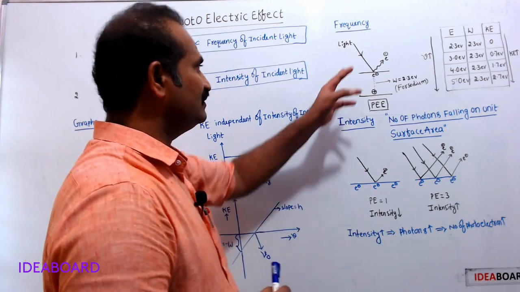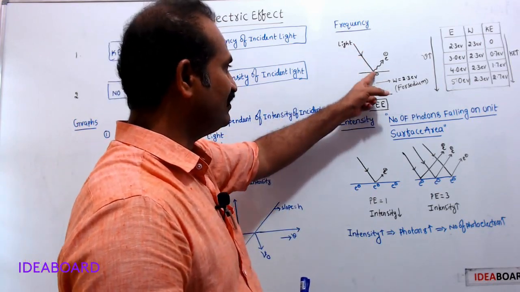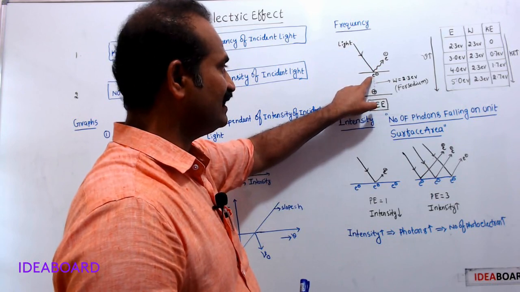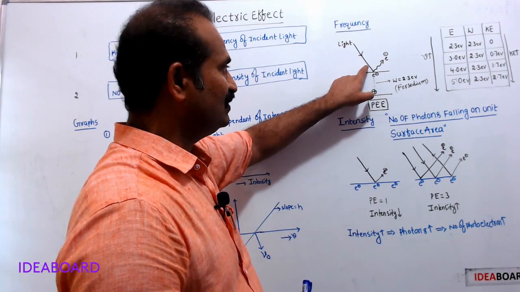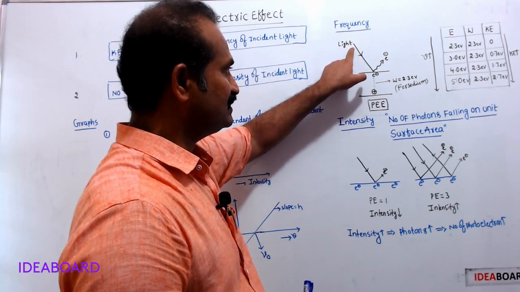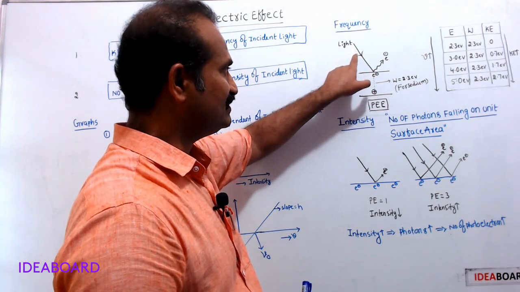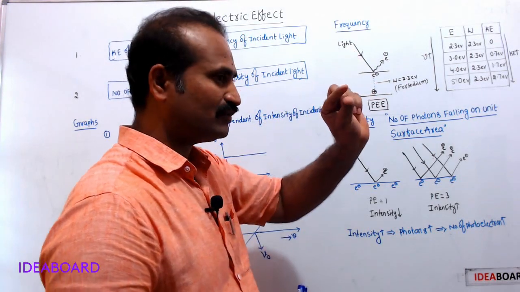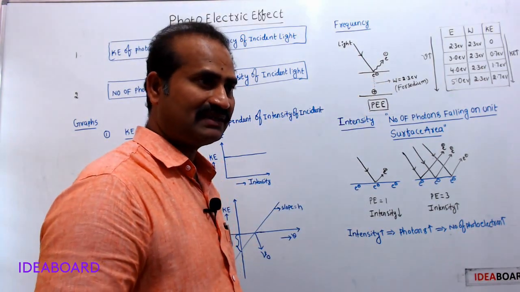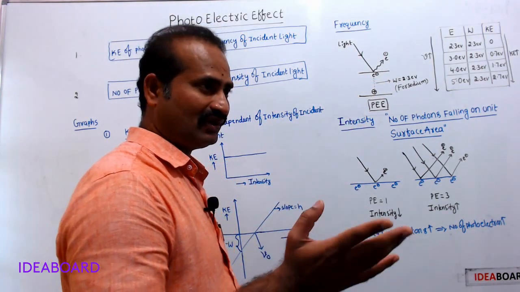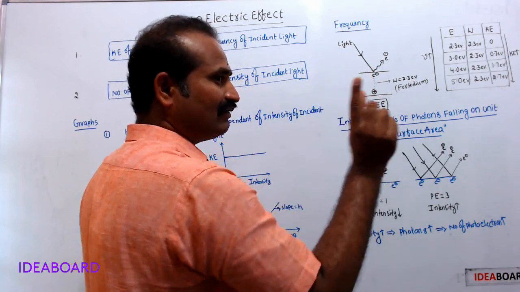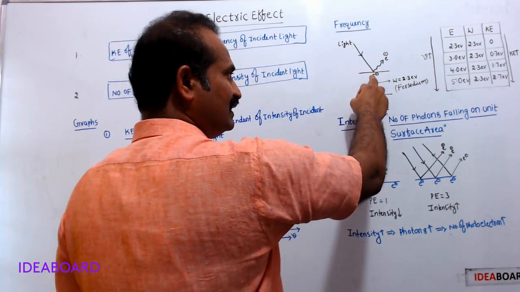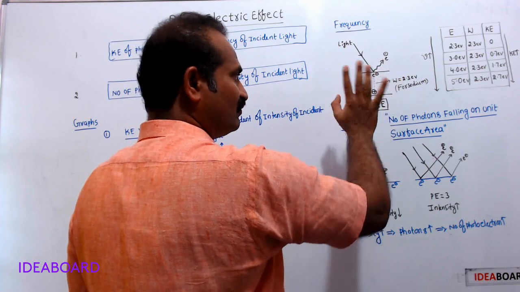Okay. This is a light ray falling on the metal surface. The electron receives light energy in the form of small energy packets. Those are called photons in the case of light. Here one electron receives one photon only.